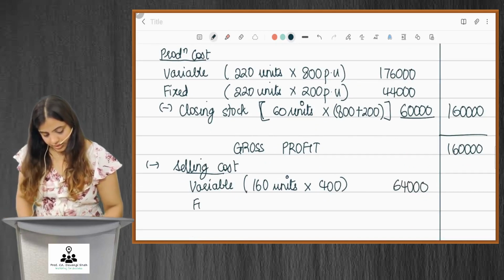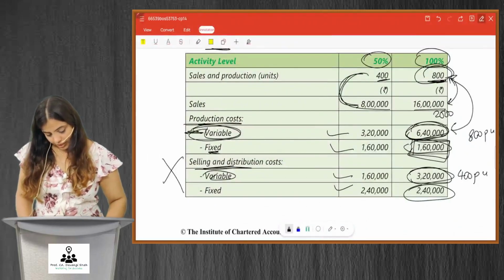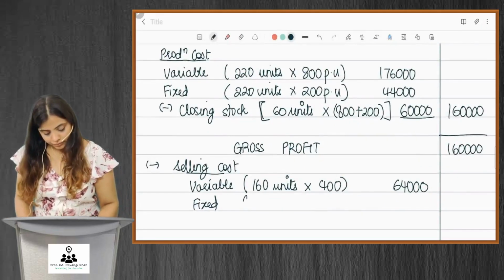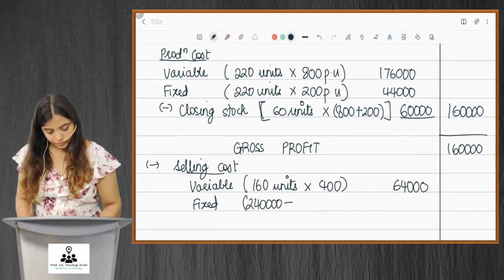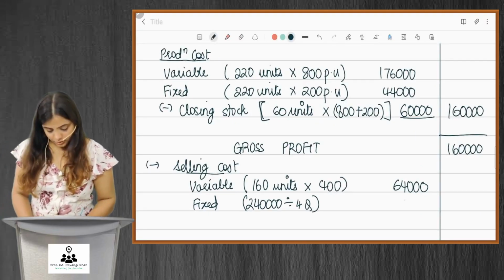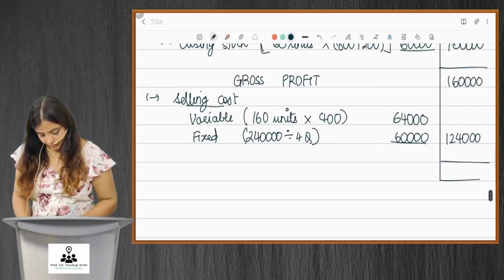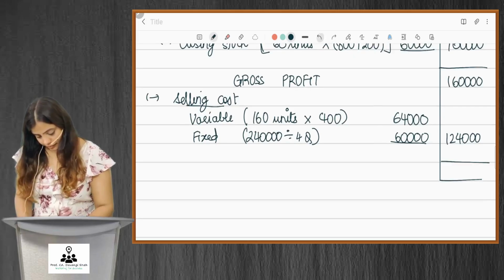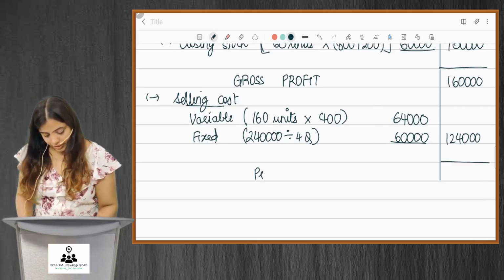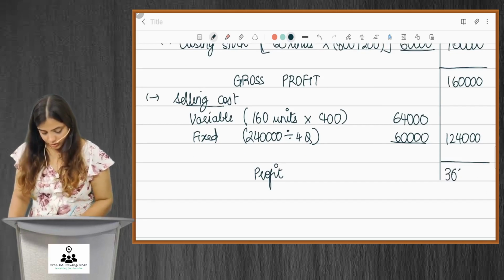And fixed selling cost is 2,40,000 divided by 4 quarters, 60,000. Total cost comes to 1,24,000. So friends, what is the profit that you get? 1,60,000 minus 1,24,000, you get 36,000 as your profit.